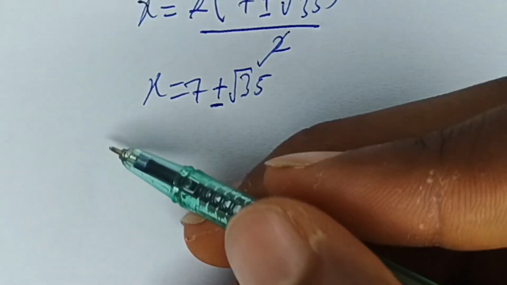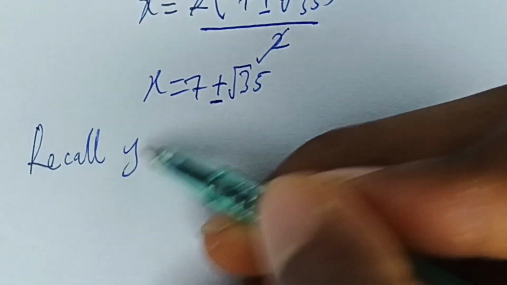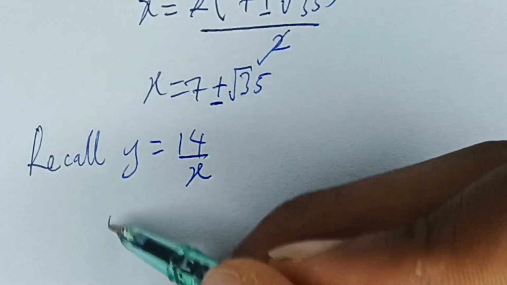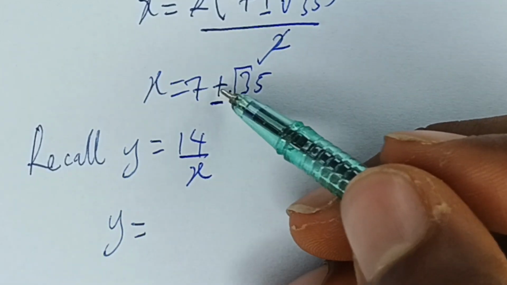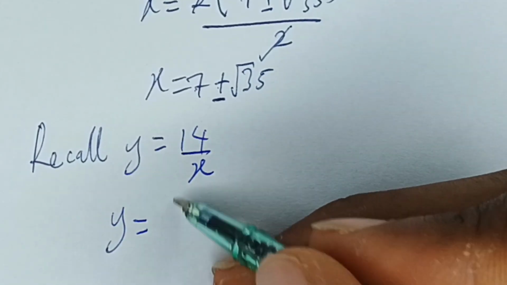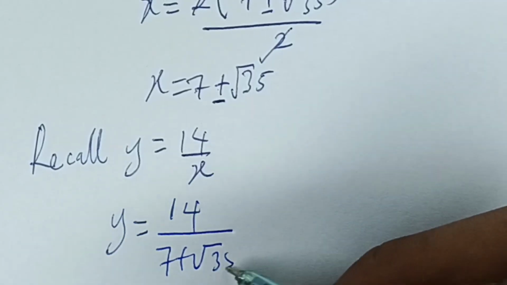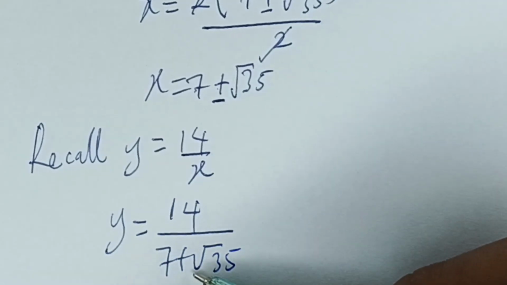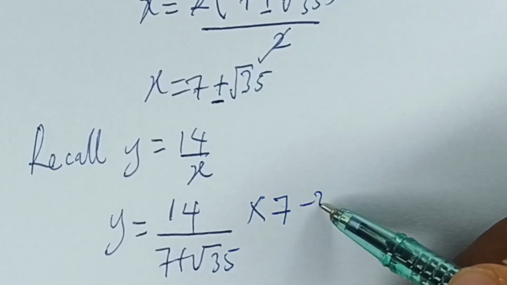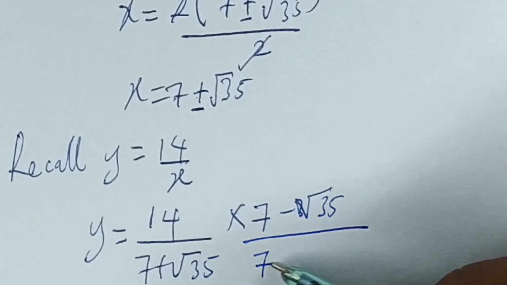But recall, y is equal to 14 over x. Now we have that y from here, taking x equal to 7 plus root 35 for example, so when x is 7 plus root 35, we have 14 divided by 7 plus root 35. Now there's a surd in the denominator, so we have to rationalize, so we multiply this by the conjugate, and the numerator by the conjugate, which is 7 minus root 35.